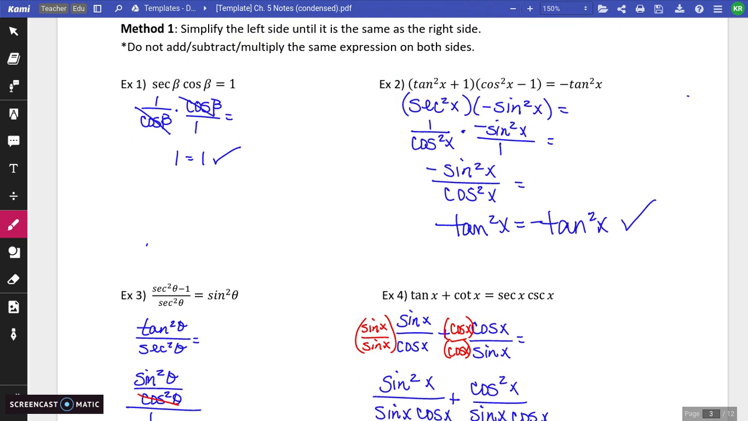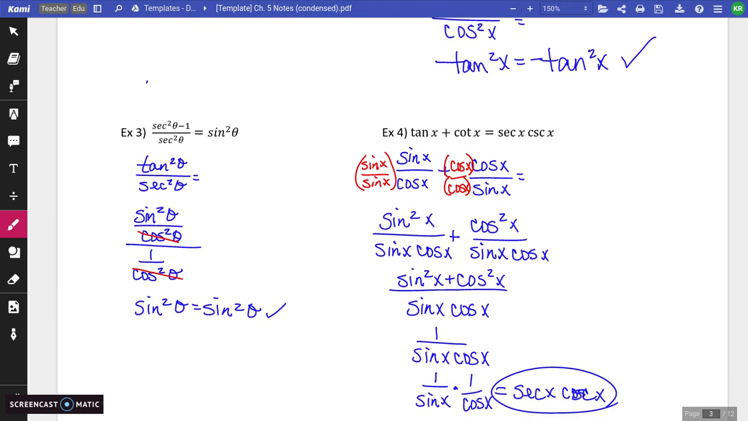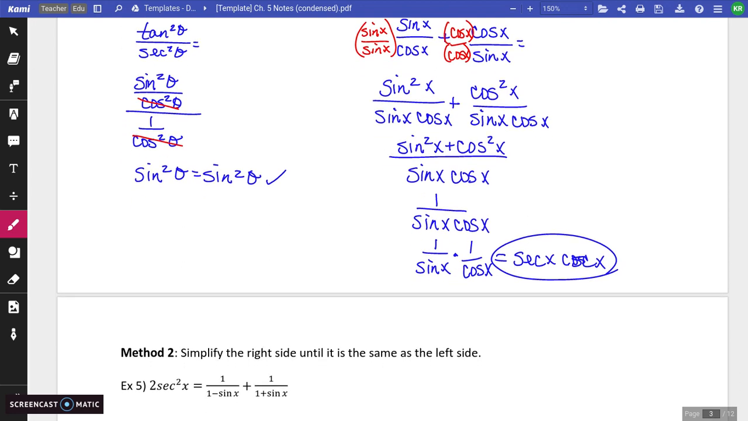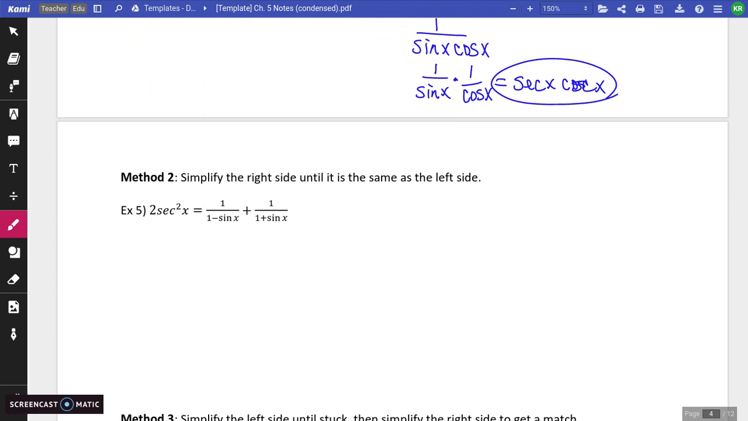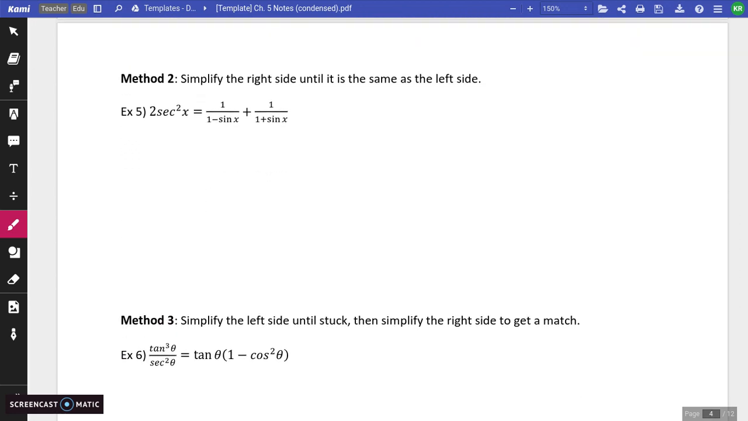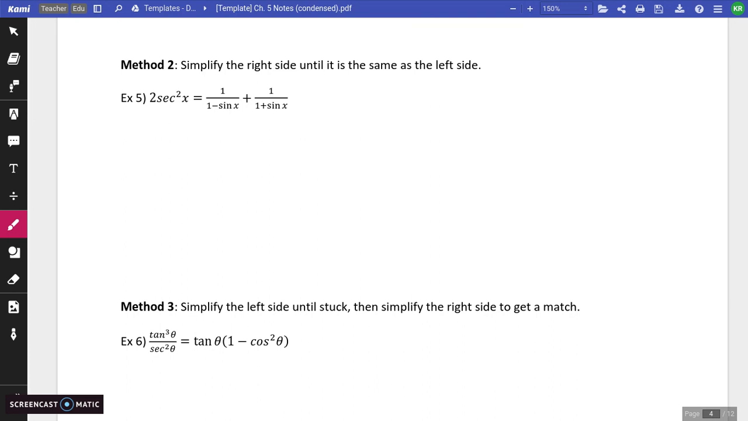Now, one thing I didn't tell you that I should have is you may not cross over that equal sign. I can't subtract something from both sides. I can't multiply both sides by something. So whatever side you're working on, you just have to work on that side and get it to equal the other. I can't transfer information from one side to the other.